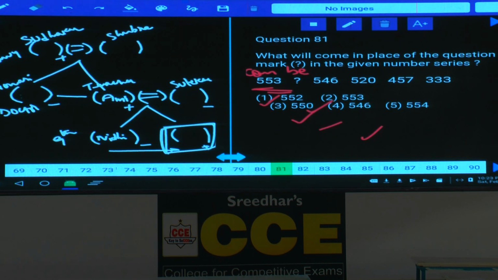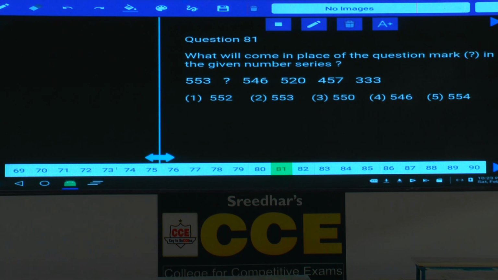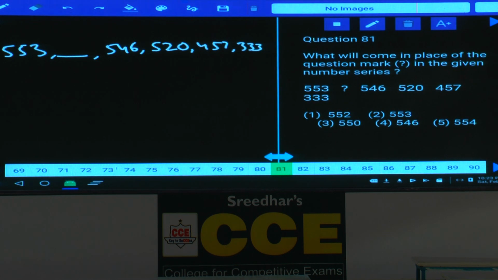Now, number series question numbers 81 to 85. In this question, if you observe, the numbers are decreasing at a smaller rate, hence it must be under difference. Now tell me what are the differences between these numbers. 553, there is a blank at the second position itself, and 546 and 520 and 457, and the next one is 333. Tell me what is the difference between these numbers.